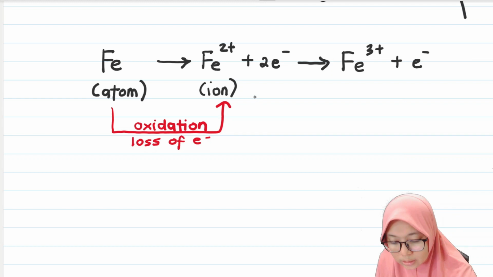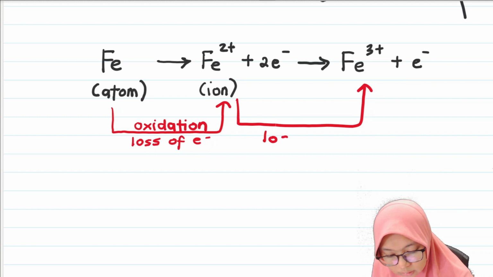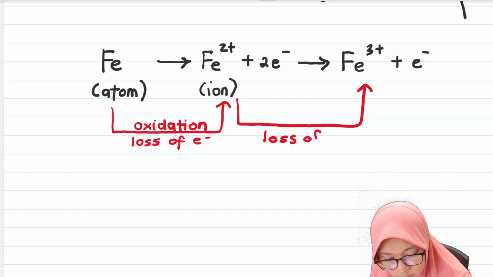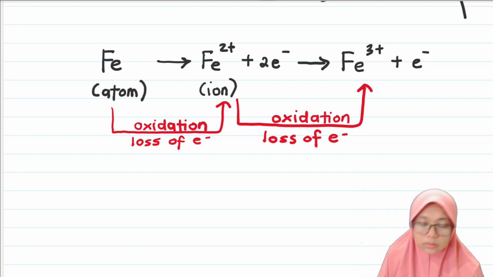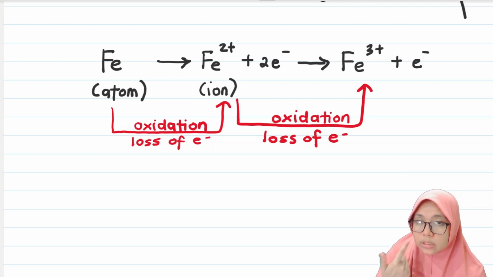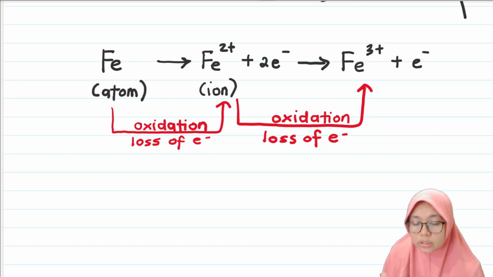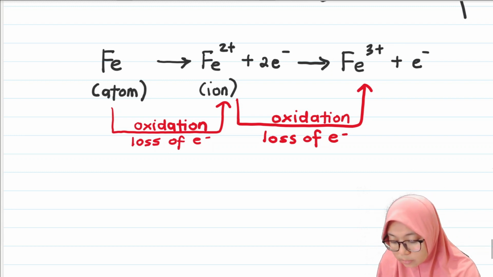This iron 2 plus again will lose another electron and again undergo oxidation reaction. So iron 2 plus ni dia ada tendency untuk release another electron, so dia akan release 1 electron to form iron 3 plus. Sekarang ni kalau dia change to iron 2 plus, dia akan change color. Daripada silver shiny metal, dia akan become green.